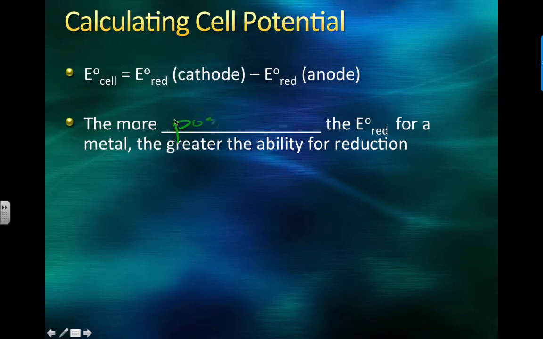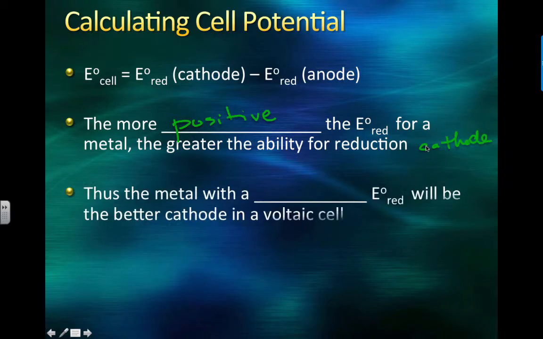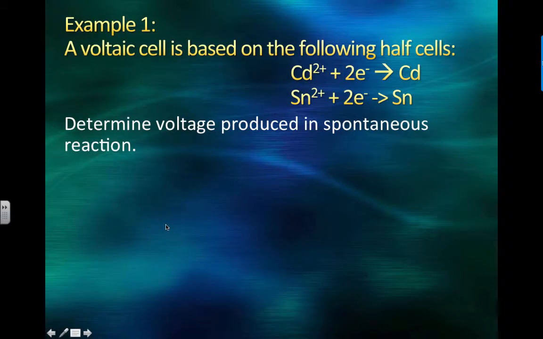So the more positive the reduction potential for a metal, the greater its ability for reduction will be. That's the one that we want to use as our cathode in our battery. Thus, the metal that has a larger reduction potential is going to be our better cathode in a voltaic cell or galvanic cell.